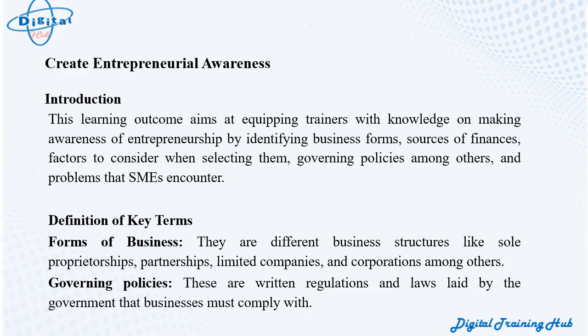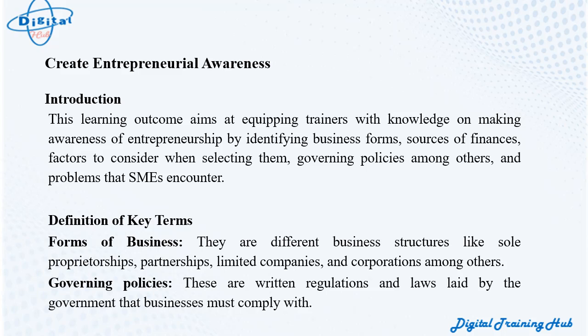Introduction. This learning outcome aims at equipping trainers with knowledge on making awareness of entrepreneurship by identifying business forms, sources of finances, factors to consider when selecting them, governing policies among others, and problems that SMEs encounter. Definition of key terms. Forms of business: they are different business structures like sole proprietorships, partnerships, limited companies, and corporations among others.